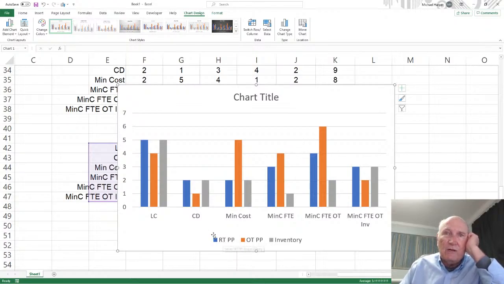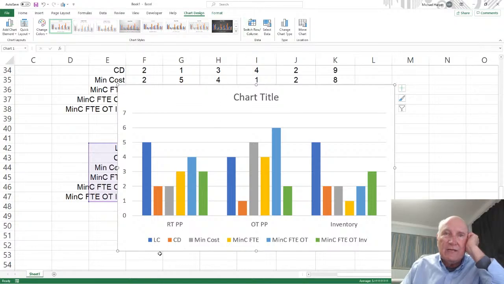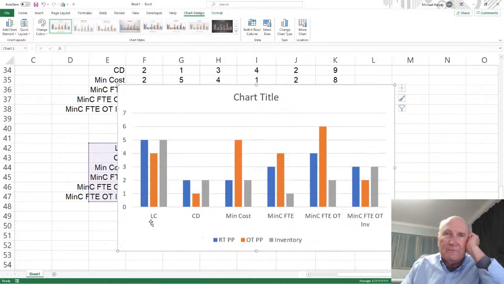But if you want these up here and these down here, you can switch the row and column. And so now we have the regular time with all the different 6 plans, the overtime with the 6 plans, the inventory with the 6 plans. You can switch through one column and then have all 6 plans with just regular time, overtime, and inventory. You do it either way, or both ways.